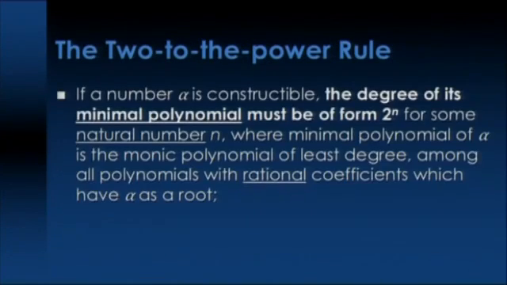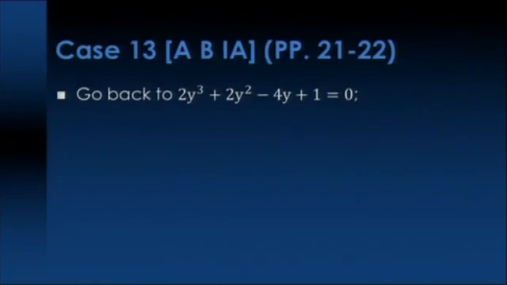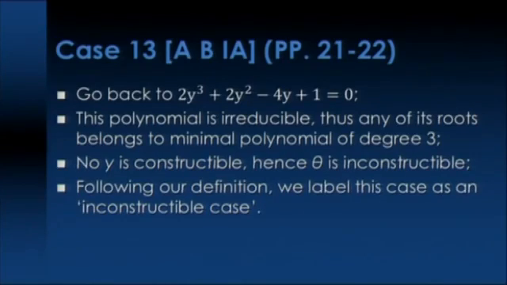Then we have to use the 2 to the power rule, which means if a number alpha is constructible, then the degree of its minimal polynomial must be of the form 2 to the power n for some natural number n, where the minimal polynomial of alpha is the monic polynomial of least degree among all polynomials with rational coefficients having alpha as a root. Evidently, 3 is not a power of 2, so y is not constructible, and theta is also inconstructible. Formally, we label this case as inconstructible. That's the end. Thank you.